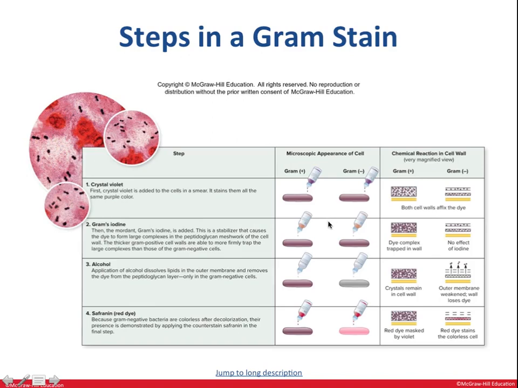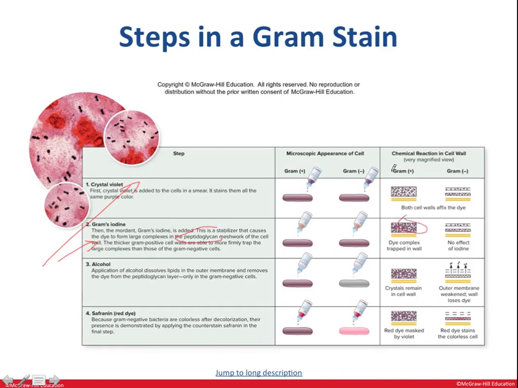So this is the Gram staining. Gram staining contains 4 steps. First we add the crystal violet to stain the cells, and then we use the Gram's iodine. Gram's iodine stabilizes the crystal violet dye to form a large complex in the peptidoglycan.